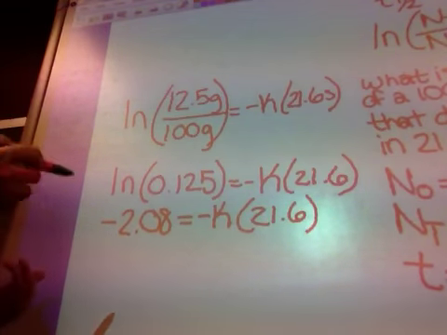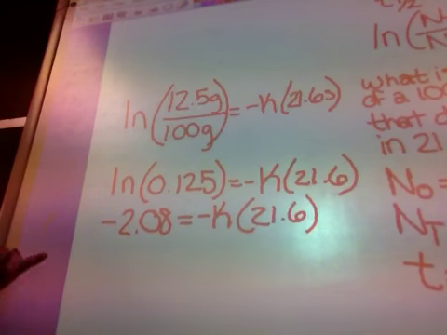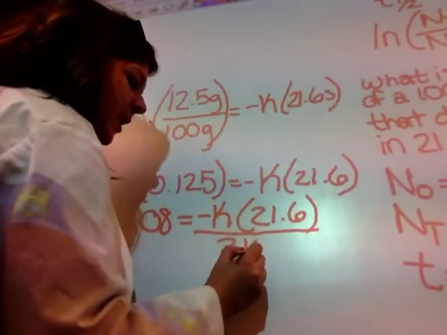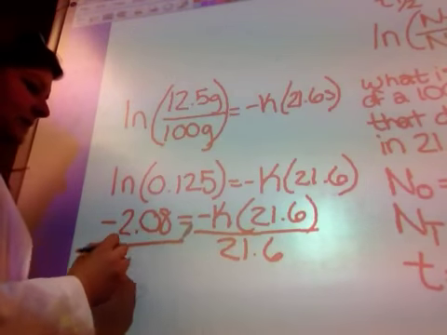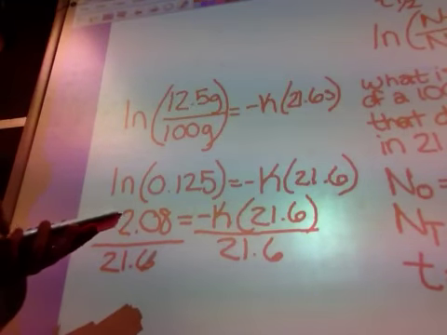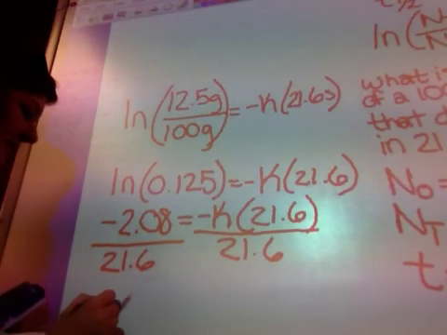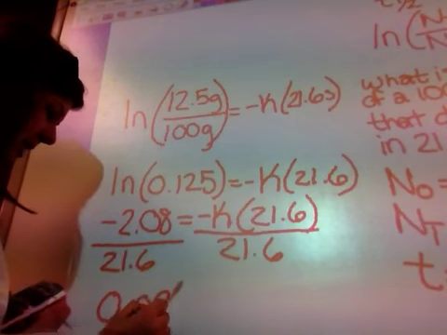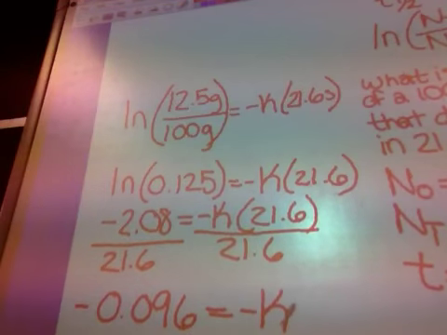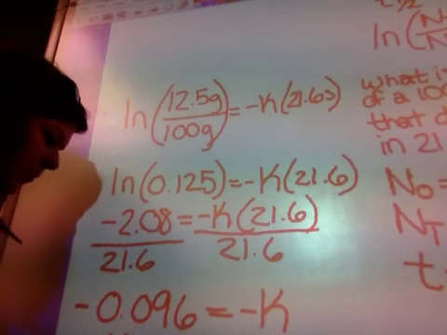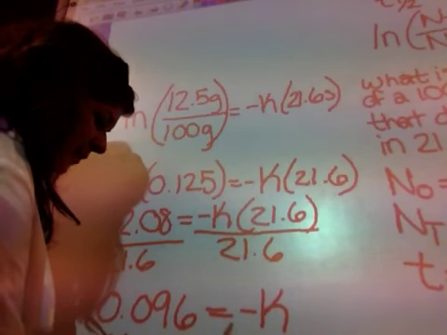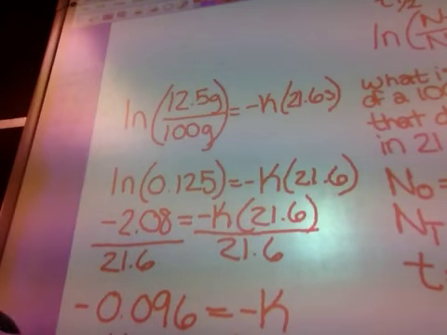Can we find K now or get K by itself? You should be saying yes. How can I get K by itself? I can divide both sides by 21.6. So if I divide both sides by 21.6, I'm going to get 2.08 divided by 21.6. That gives me 0.096, and that's a negative. That equals a negative K. So really, K would just equal, because they're both negative, so it would both be positive. So it'd really be K equals 0.096.